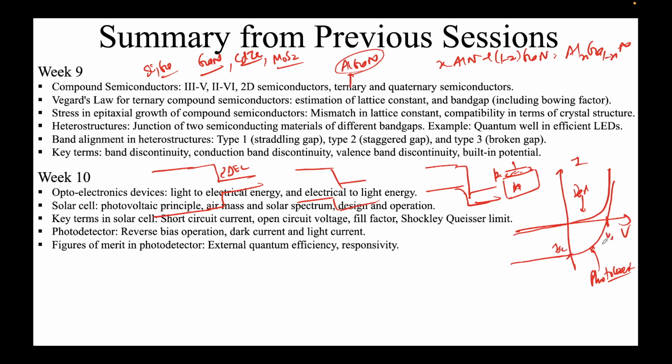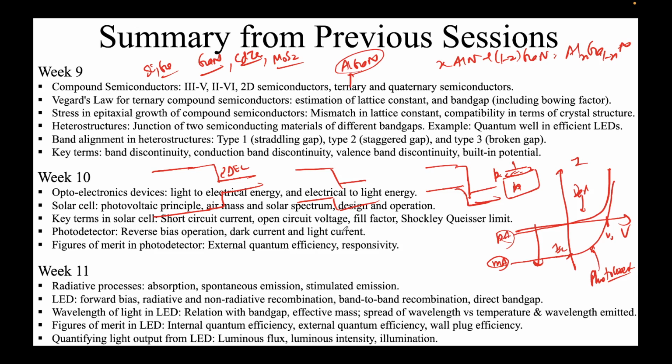Solar cell is operating in the 4th quadrant, photodetector is operating in the 3rd quadrant. You can see orders of magnitude. This is let's say in picoamps. This current can be in milliamps, just by shining light, and thus you can detect a photon. Of course, that depends on the band gap and so on. And there's something called the external quantum efficiency, that is how many electrons you are getting for a given number of photons. The higher the efficiency, the better the photodetector is.